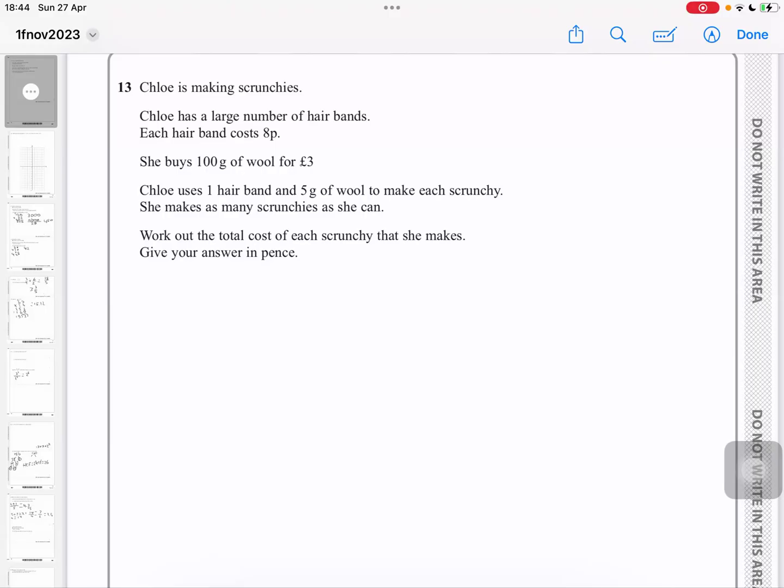Okay. So, how are we gonna go about this? Okay, so let me see. Sometimes word problems get a bit too wordy, so you need to read them again. Okay, so she's making scrunchies. She has a large number of hairbands. Each hairband costs 8 pence. Okay, established. One band costs 8 pence. She buys 100 grams of wool for 300 pence. That's what I'm seeing there instead of £3.